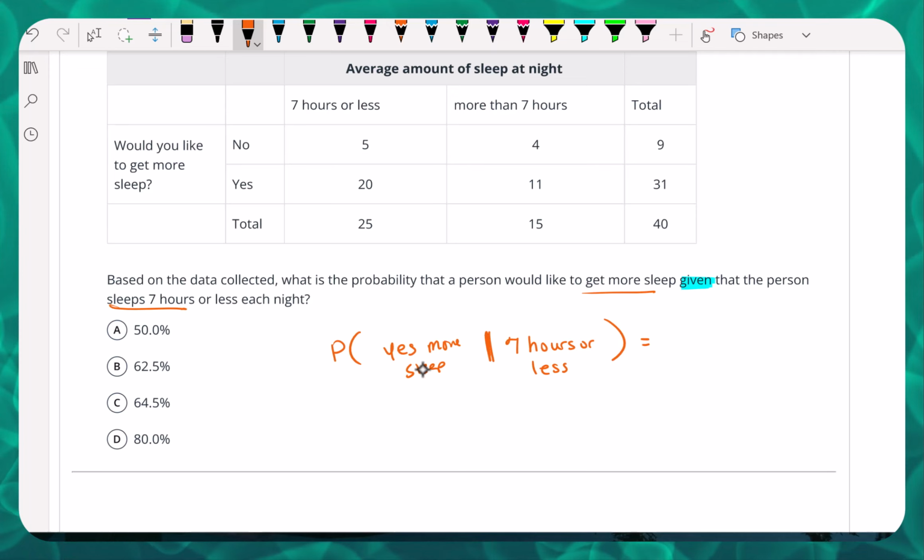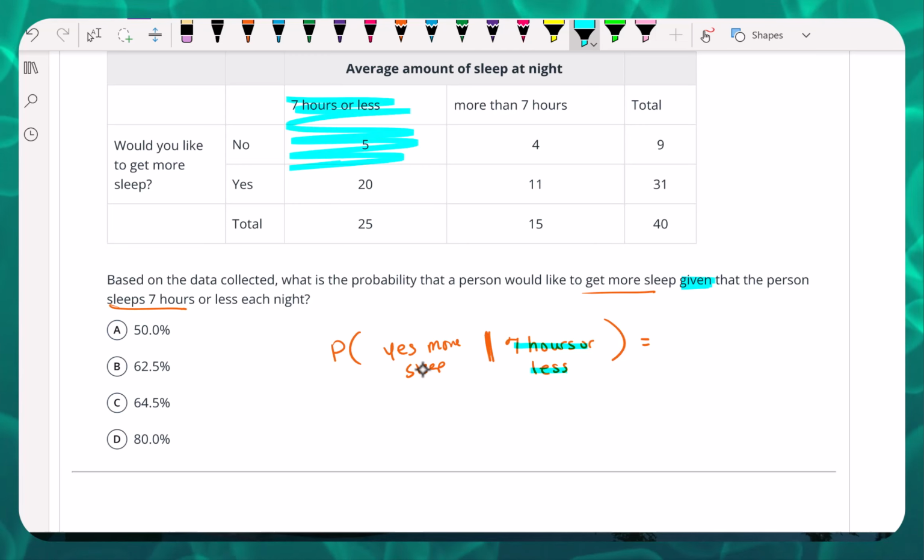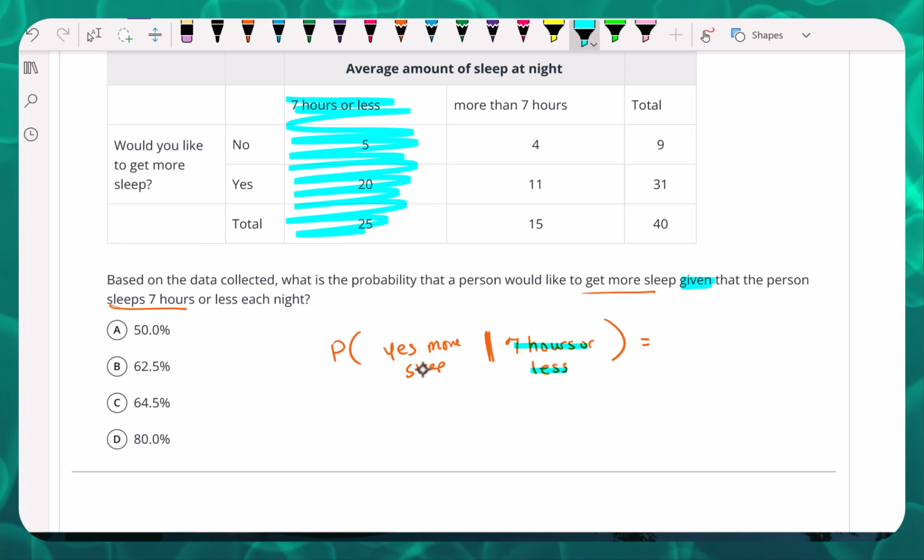Okay. Now, you can use the formula if you want to, but if it's a two-way table, you can just simply ignore everything except for the condition. So what is our condition? It is 7 hours or less. That right there, that's what I'm worried about, okay? Ignore everything else in the table.